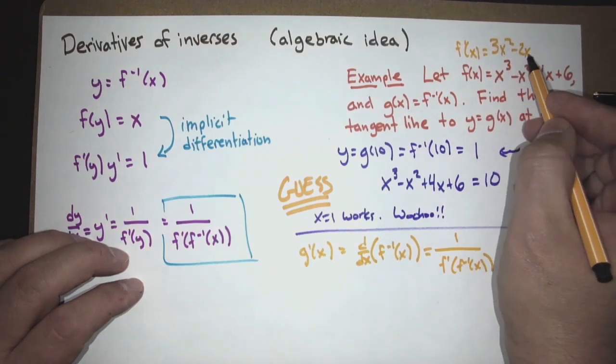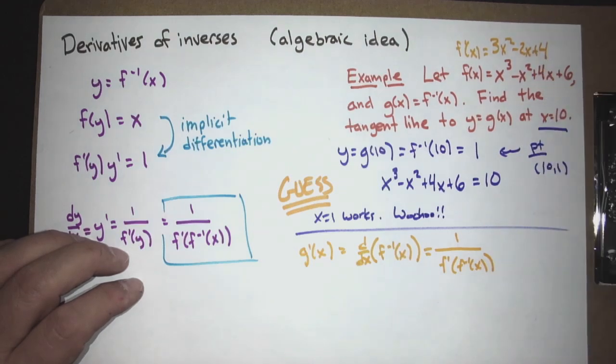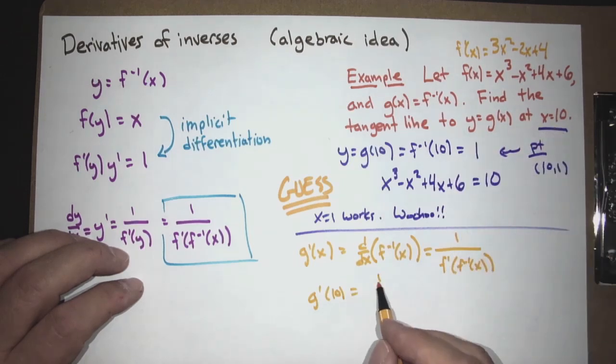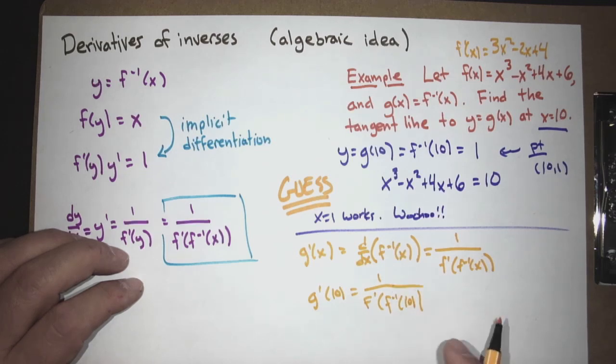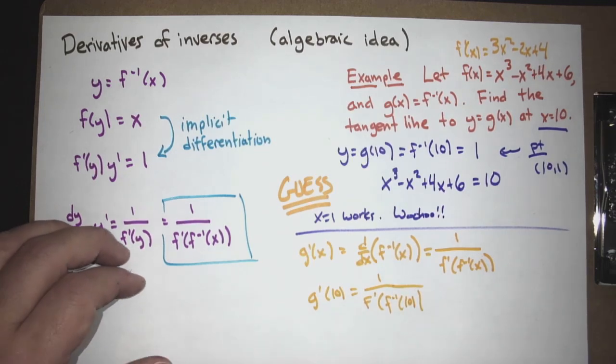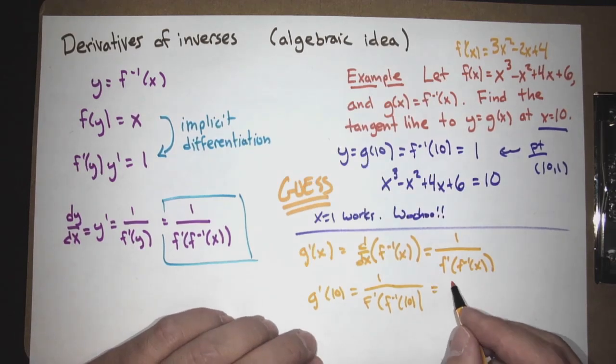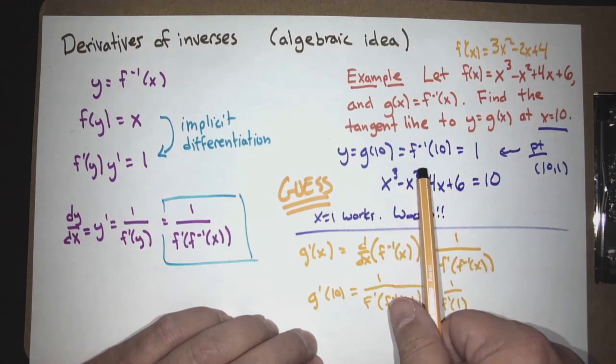X squared minus 2x plus 4. Okay, so if we're after g prime of 10, because we're at 10, according to this, that's 1 over f prime of f inverse of 10. Don't forget to take the f inverse of 10. So you don't want to take f prime of 10. That's not quite right. So it's not f prime of 10, it's f prime of what? F prime of the f inverse of 10, which is 1 over f prime of 1. Right? Because f inverse of 10 is 1.